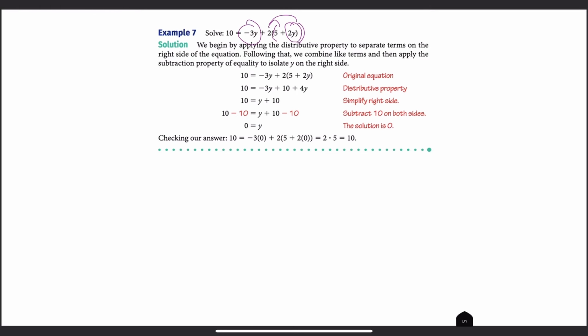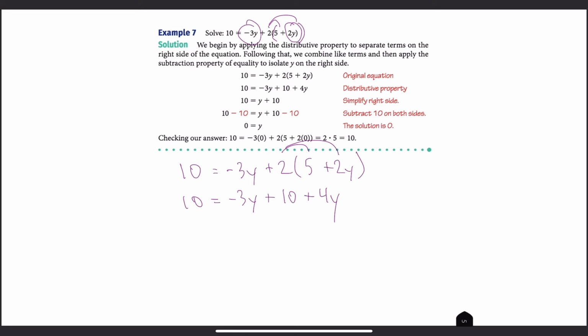So let's have a look at this problem here. 10 equals -3y plus 2 times the quantity 5 plus 2y. So the very first thing I'm going to do in order to get my y terms together is I'm going to have to distribute. So this is just going to come down. 2 times 5 is 10, and 2 times 2y is 4y.